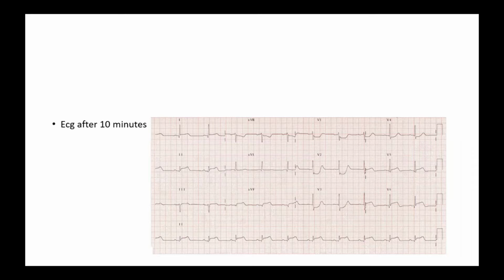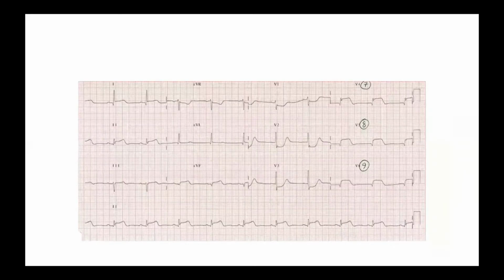Okay. Is this a candidate for PCI? Before that, I have to do V6, 7 and 8 ECG for posterior extension. So you want to do a posterior ECG. Yes, posterior ECG. Yes, it shows frank ST segment elevation extending from V7 to V9, going with posterior infarction.